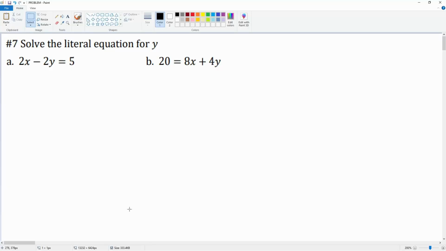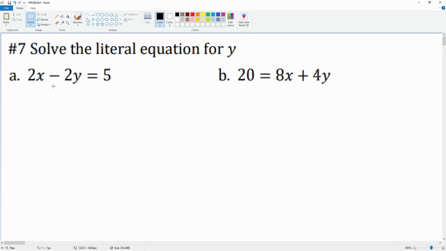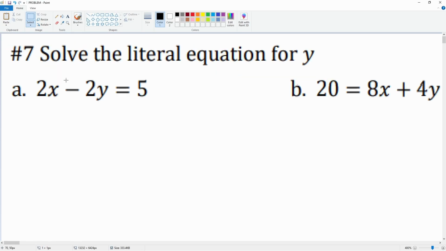Chapter 2, number 7, you're solving for the linear equation, or y. The linear equation just means there are multiple variables, okay? So this one, we have to get rid of the 2x first. So we're going to subtract 2x from both sides. In this process, this does cancel, leaving you with just a negative 2y on the left-hand side.